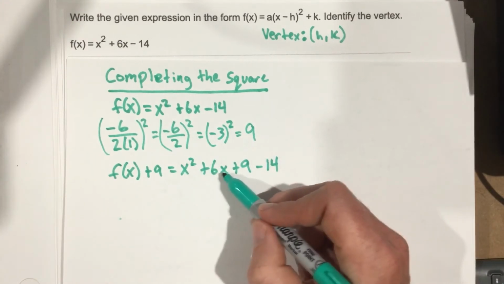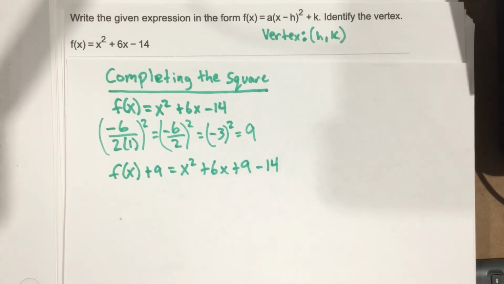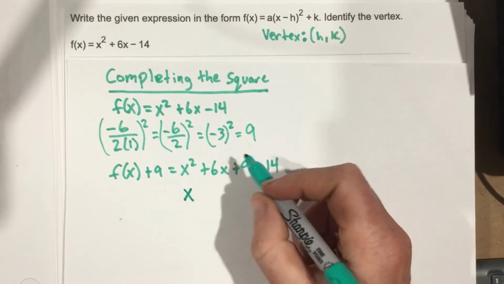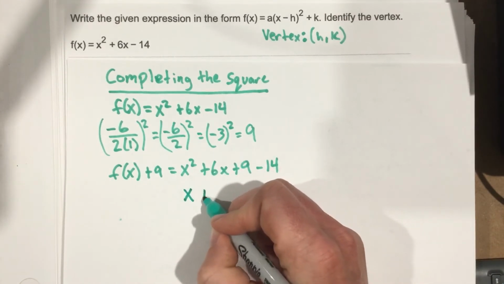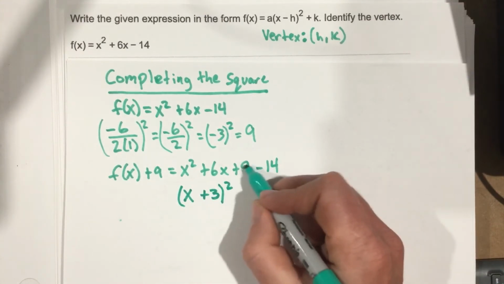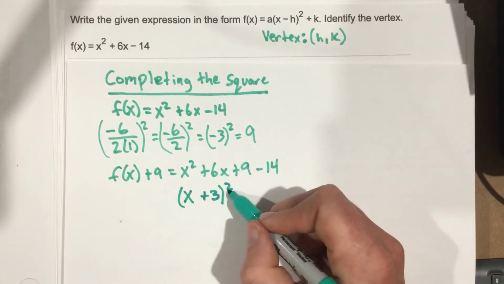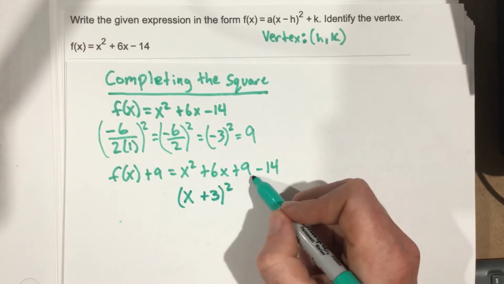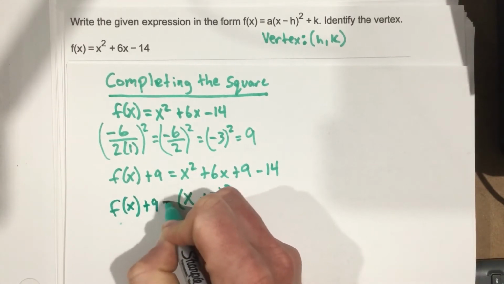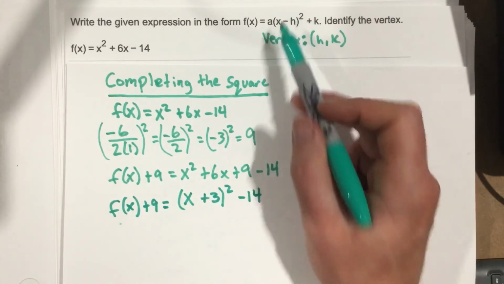If you look at x squared plus 6x plus 9, this is a perfect square trinomial. And that perfect square trinomial, if you factor this down, we take the factors of 9, basically 3 times 3. So (x plus 3) squared gives you x squared plus 6x plus 9. On this side, we just write f of x plus 9 still. And you can see how we're working our way to this form.